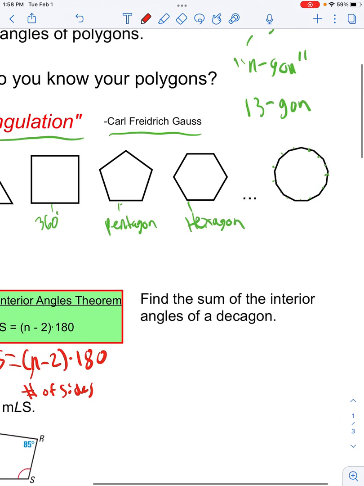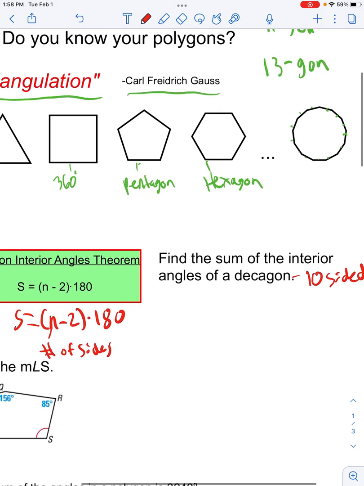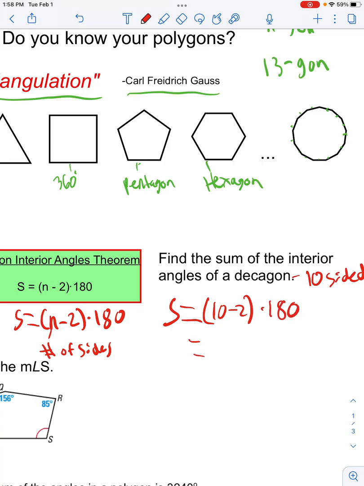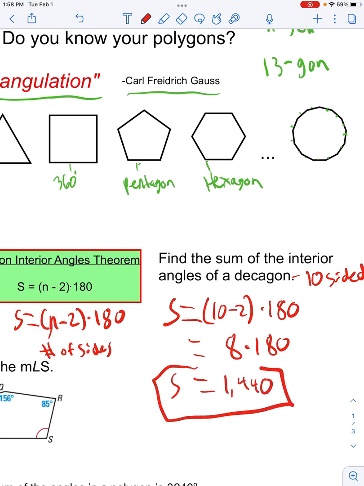Let's find the sum for a decagon. A decagon is 10-sided. So we're going to say the sum of the interior angles equals 10 minus 2 times 180, which is 8 times 180, which means the sum of our interior angles is 1,440. And that's for a 10-sided decagon.